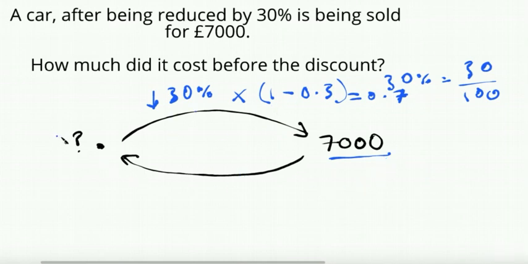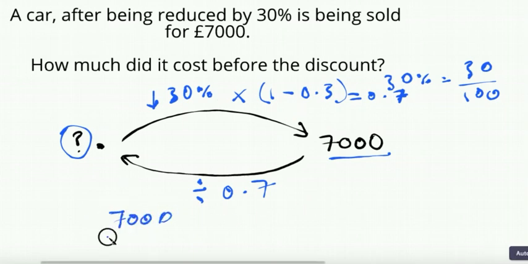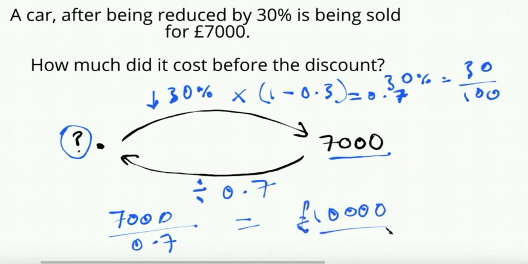To get back to the original price, we know that divide is the opposite of times. So all we need to do is do the opposite, divided by 0.7, and we'll get the original price. So in other words, we do 7,000 divided by 0.7. That gives us £10,000. And that's the original price.